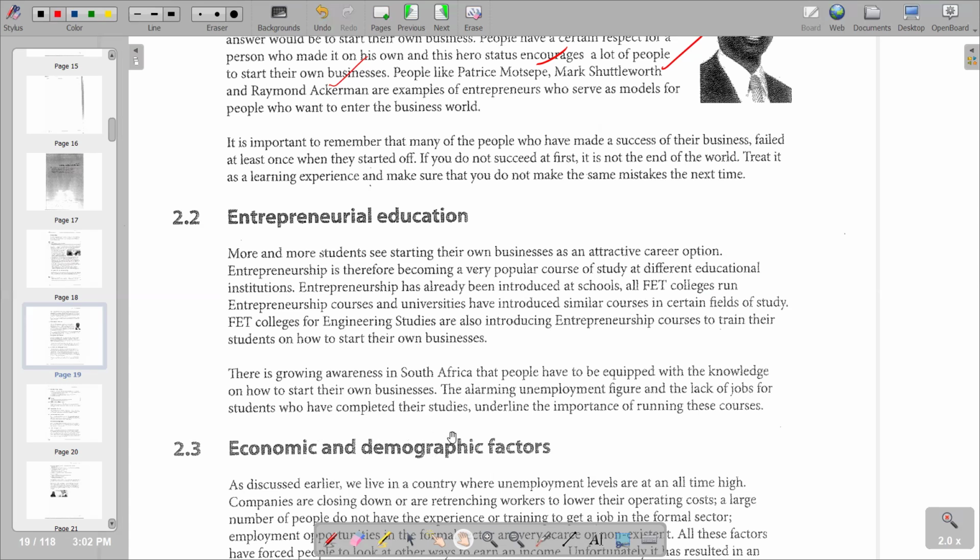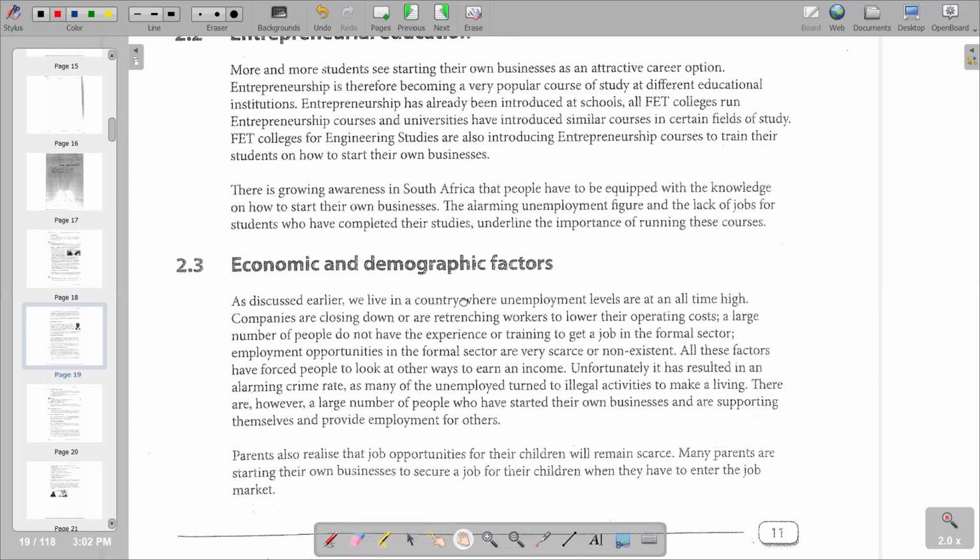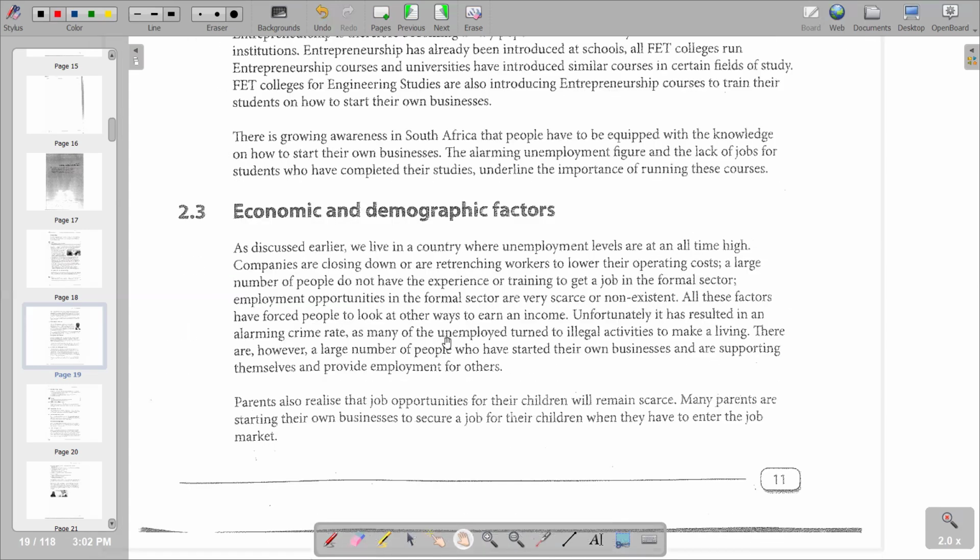Then I also have economic and demographic factors. These can be explained from the fact that we have some people who do not have the knowledge or skills to operate businesses. So they engage in criminal activities, but they will be engaging in businesses, illegal activities, so that they earn money. They are engaging in entrepreneurship, but they are doing it illegally. We have those drug dealers. They are also entrepreneurs, but doing it in an illegal way. So those are some of the factors that have led to that.